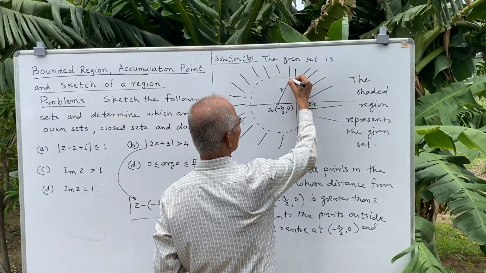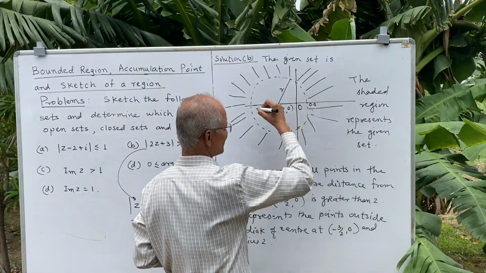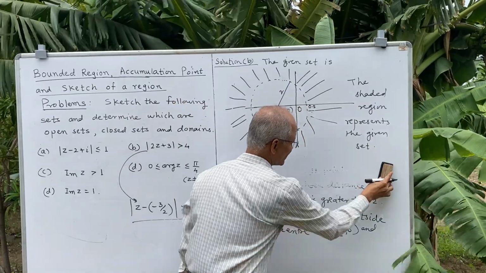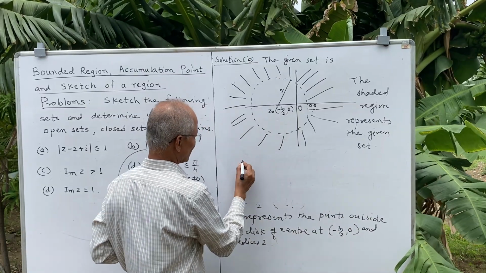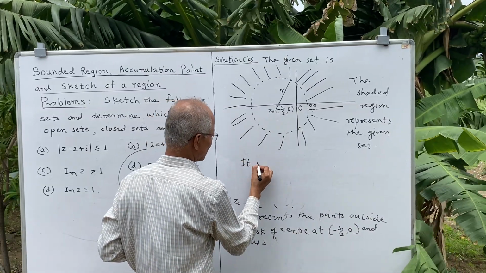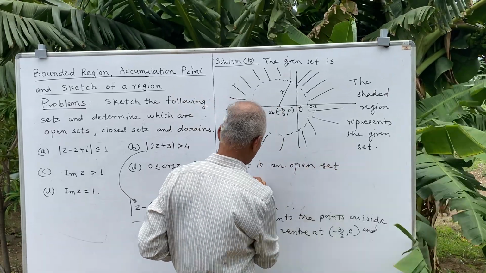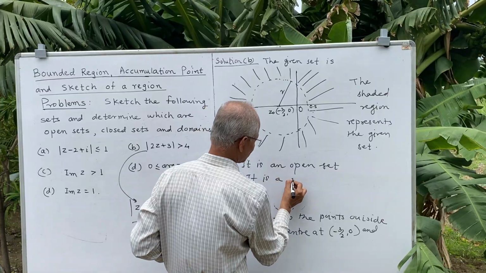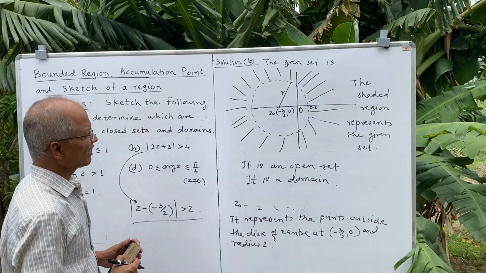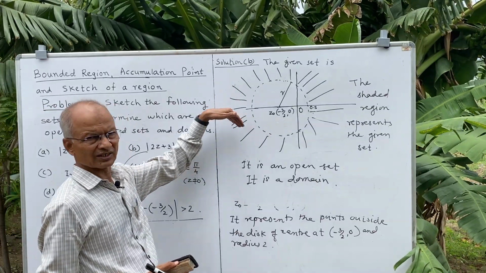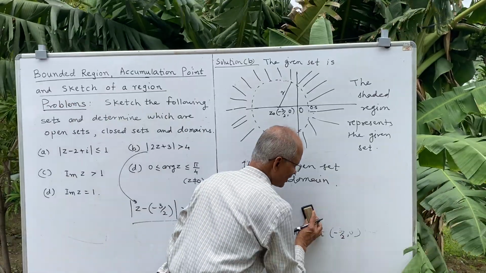Greater than 2, that means here the point, this will be an accumulation point, these points will be. So it is an open set, and therefore it is a domain. By definition, a non-empty open set which is connected, any points are connected because we can join them by a finite number of line segments, that we have seen in our earlier lecture.